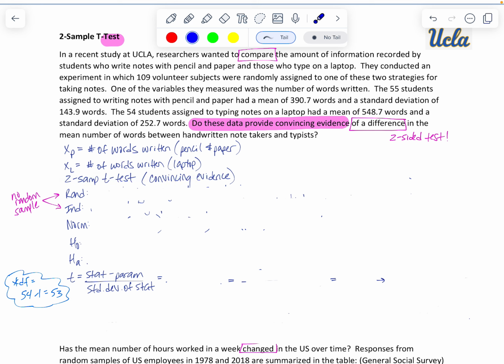They're not actually samples, they're 2 different experimental groups. And we don't have a standard deviation for the entire population, just our 109 volunteers. So that is why we're doing a T. And it says convincing evidence, which is why I'm doing a test.